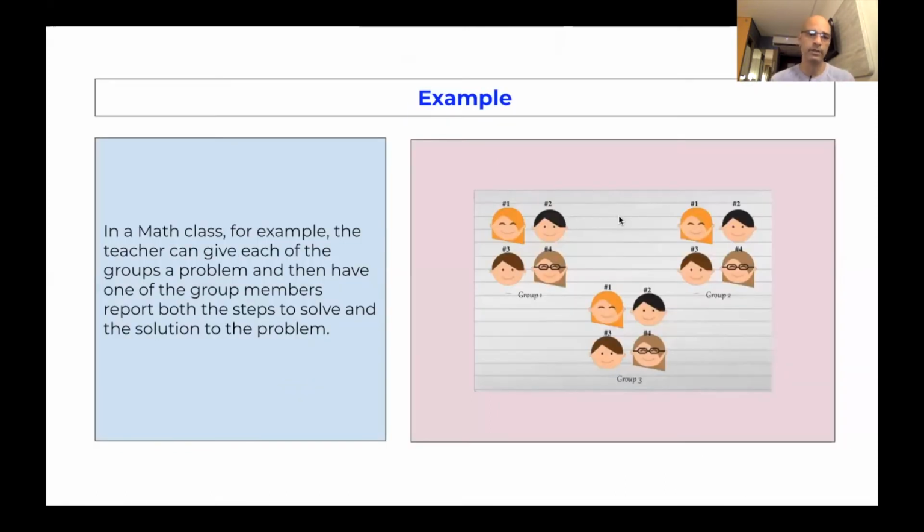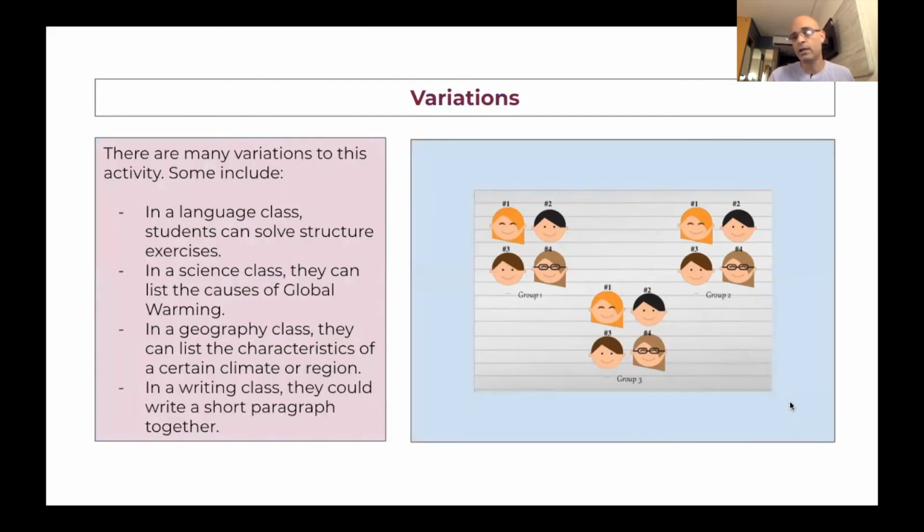So let's see an example here. In a math class, for example, the teacher can give each of the groups a problem and then have one of the group members report both the steps to solve and the solution to the problem. So you see here, groups 1, 2, and 3. Each of the groups has students number 1, 2, 3, 4. So I give them a math problem. They solve the problem. Okay, if you're number 1, stand up. What's your answer? How did you get to that answer? Okay, give them another problem. They solve the problem. Okay, if you're student number 4, stand up. Good, report your answer. How did you get to that answer? Etc., etc. So again, students will interact and then report. Very good opportunity for them to communicate to each other in the group and to the whole class.